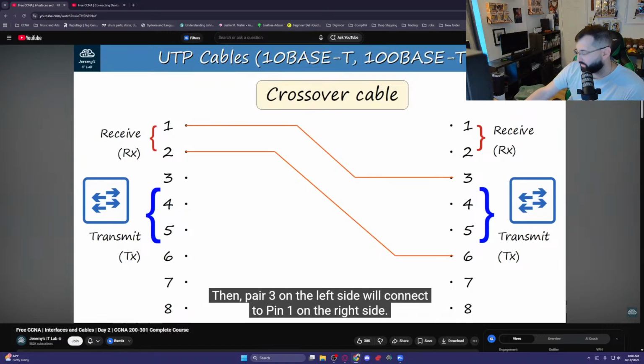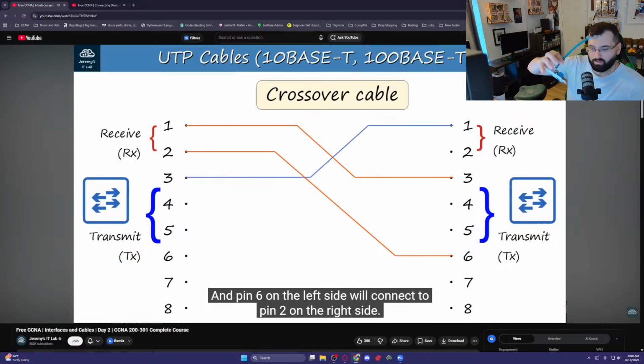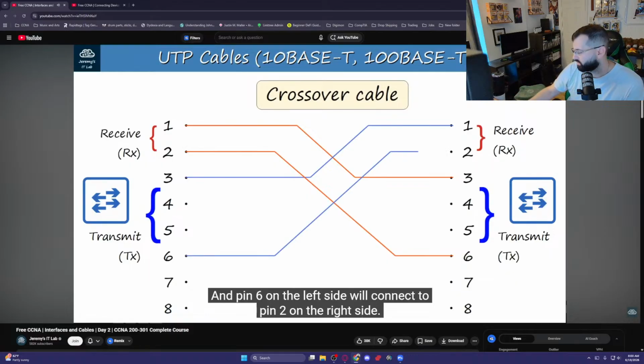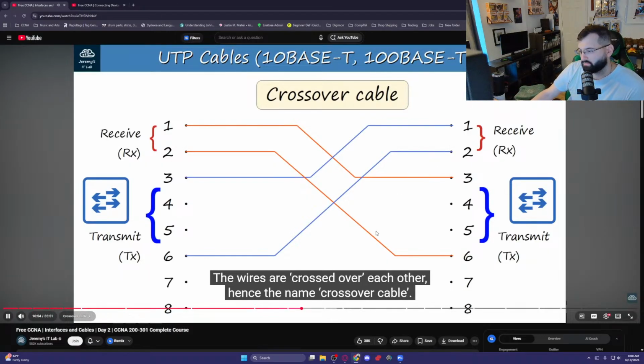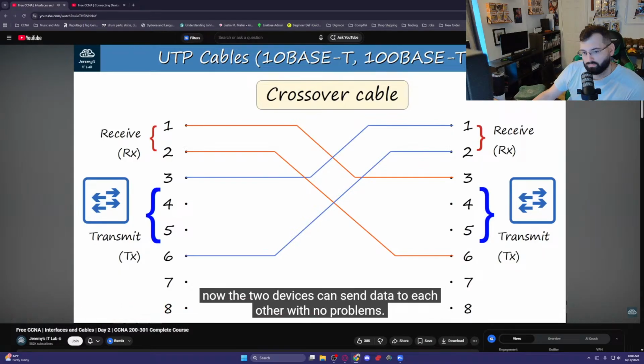Then pin 3 on the left side will connect to pin 1 on the right side, and pin 6 on the left side will connect to pin 2 on the right side. The wires are crossed over each other, hence the name crossover cable. The transmit pins on one side are connected to the receive pins on the other side. So now the 2 devices can send data to each other with no problems.